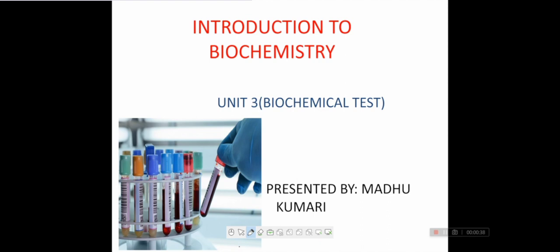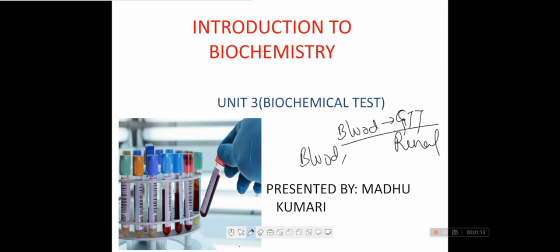So every person goes through biochemical tests. Different samples are taken by the technician for biochemical tests. For the GTT test, they collect a blood sample. For the renal function test, they collect a blood or urine sample.